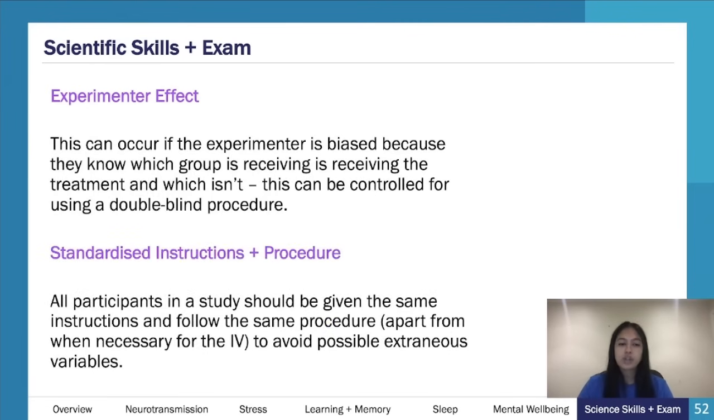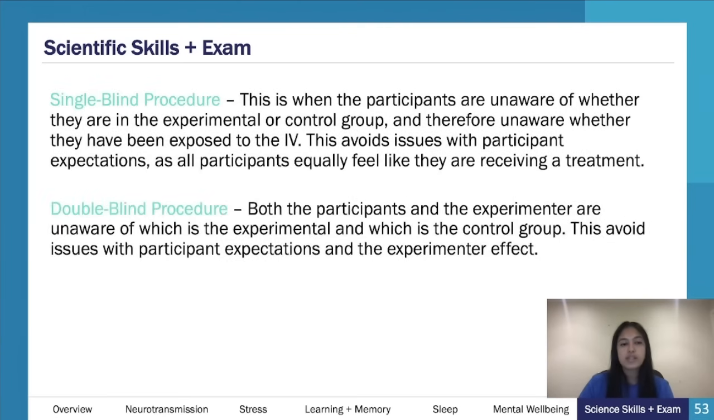You've got your experimenter effect and your standardized instructions. Experimenter effect is basically when the experimenter can be a little bit biased and they can knowingly or unknowingly affect the results by giving hints to your participants, or interpreting data in a biased way. Standardized instructions and procedure can help with this. Everyone needs to experience the conditions in the same way. By giving everyone the same instructions and having everyone perform the task in the exact same way, you're avoiding any extraneous variables. Then there's single blind and double blind.